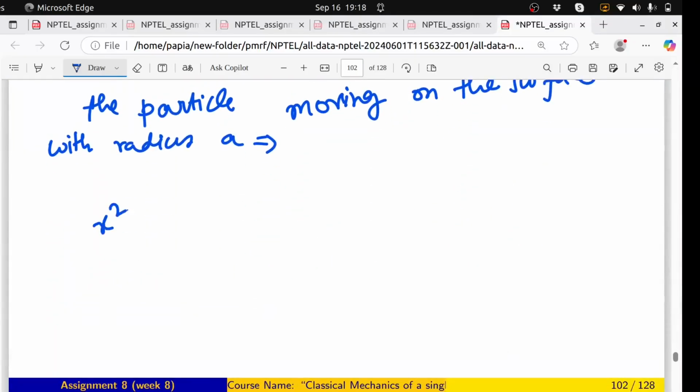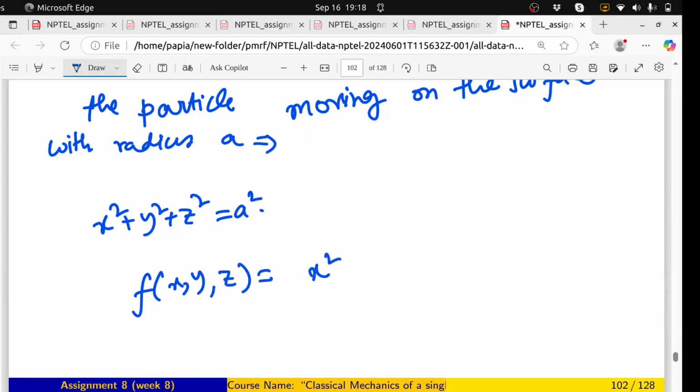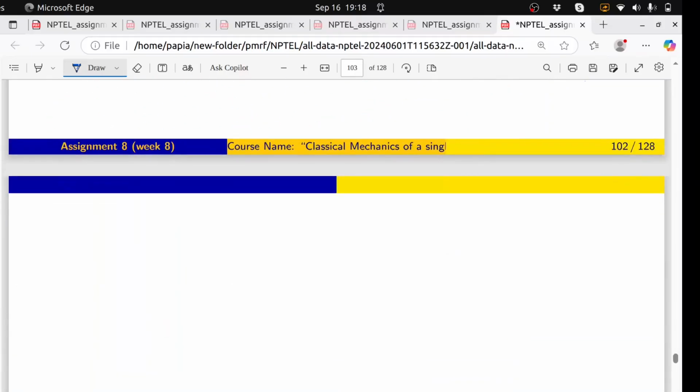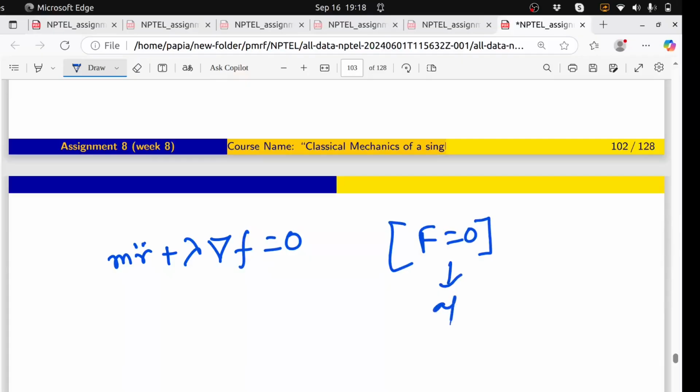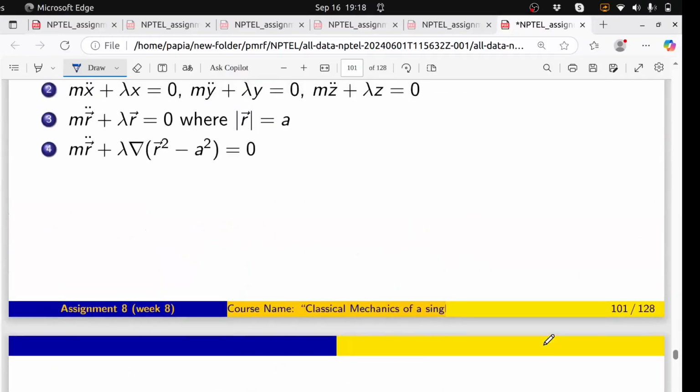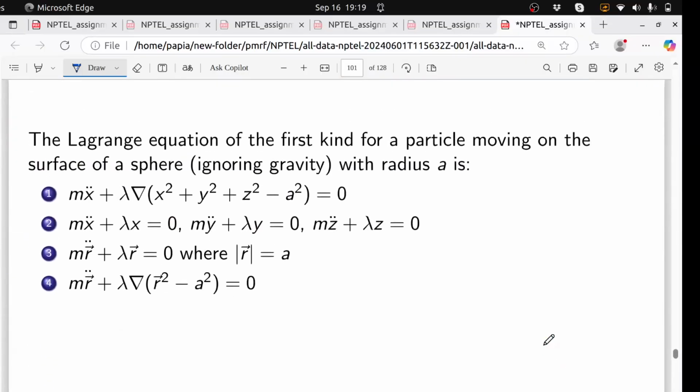So this is x square plus y square plus z square equals to a square. So f of x, y, z is nothing but x square plus y square plus z square minus a square. Now coming to the Lagrange's equation, it is m r double dot plus lambda grad f equals to 0, as F is the applied force. In our case there are no applied forces, right? So what is the Lagrangian equation of the first kind for a particle moving on the surface of a sphere ignoring gravity, with radius a?